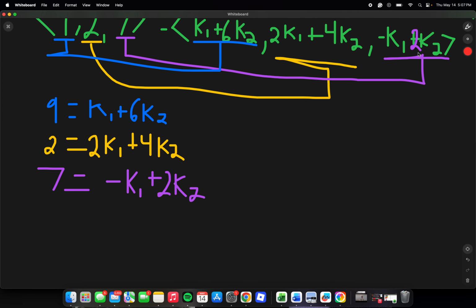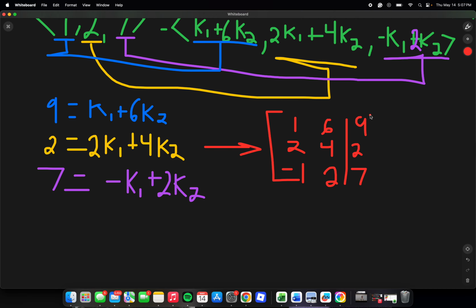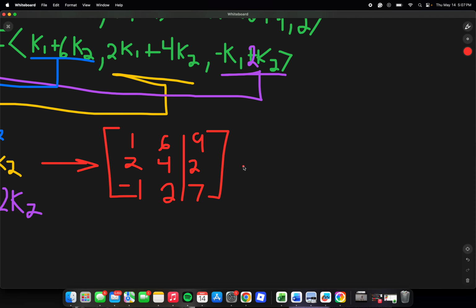Okay, so now we can go ahead and put this into a matrix and solve for the coefficients. So 1, 6. I didn't want to jump ahead too far here in case I might lose anyone. When you pull the matrix up, sometimes you ask yourself, where do these numbers come from? Well, they come from this here.